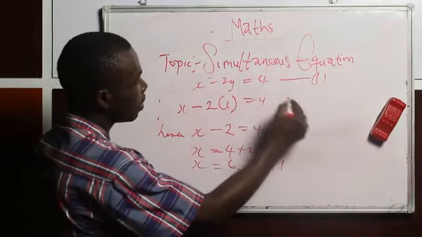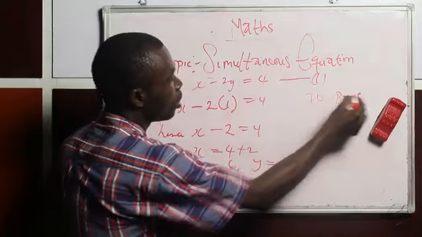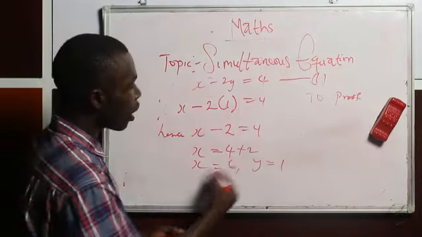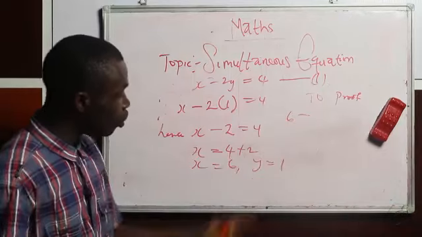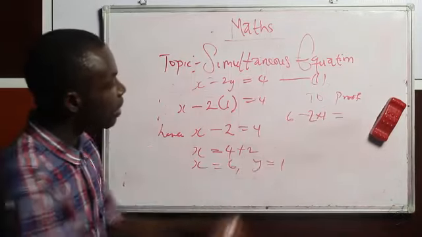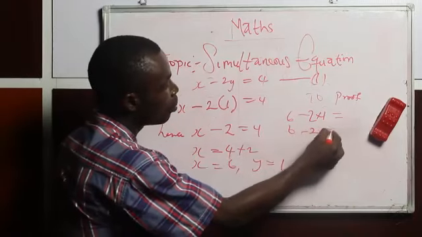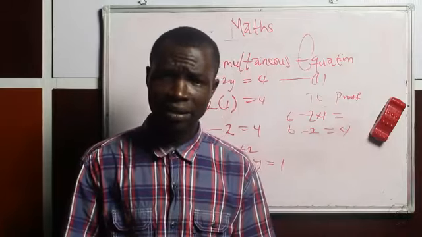Our x is 6. Using equation 1 to prove the equation, where x is equal to 6 and y is equal to 1, that is 2 times 1, which is equal to 6 minus 2, it gives us 4. So the substitution method is correct.